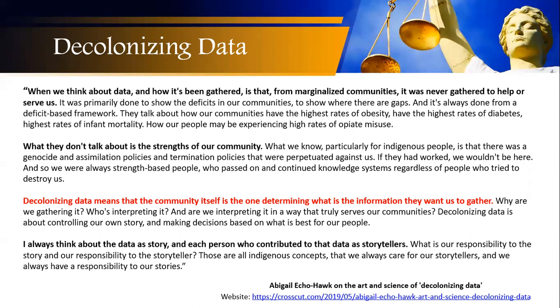And as she says above here, she talks about how oftentimes data are gathered in such a way, particularly with marginalized communities, that just doesn't help or serve certain communities. And sometimes, not all the time, but sometimes the data collection process is done in such a way that it shines more of a light on the deficits within communities rather than the strengths.